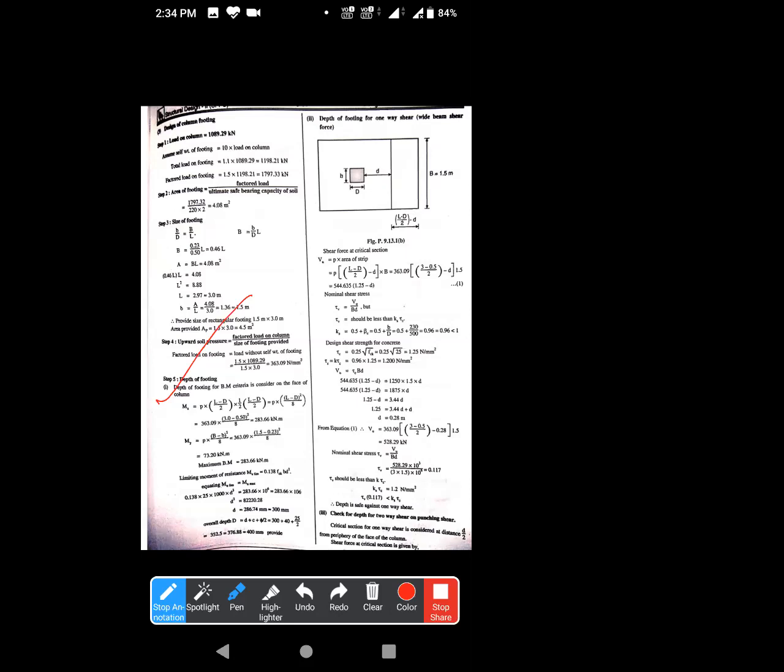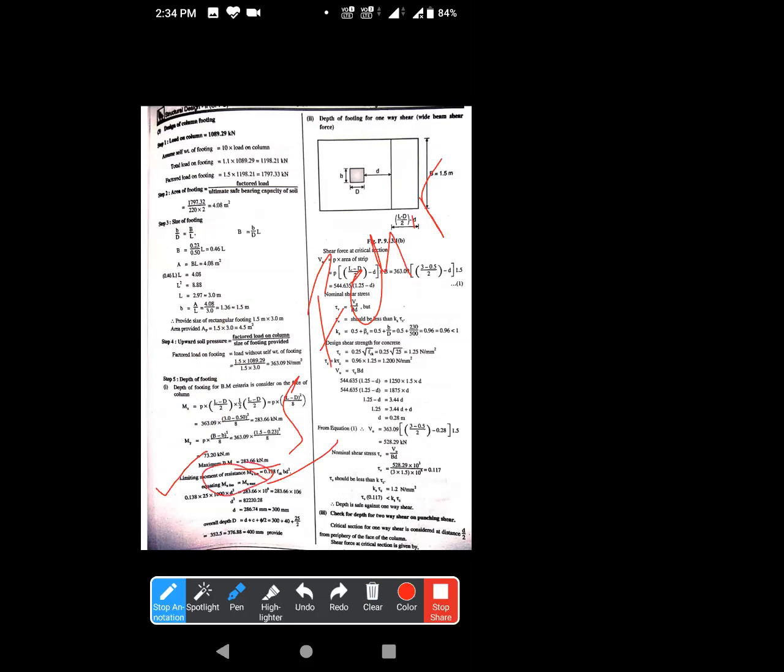Here is the formula for Mx and My. You have to go for Mx and for My, and whichever is the maximum value, you have to take that, that is 283.66 kilonewton meter. And you have to find the limiting moment of resistance. As your grade of steel is Fe415, the limiting moment of resistance is 0.138 fck bd square.